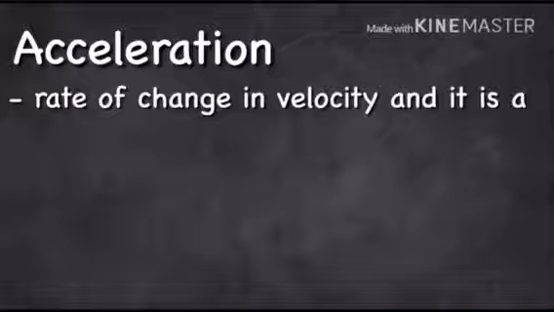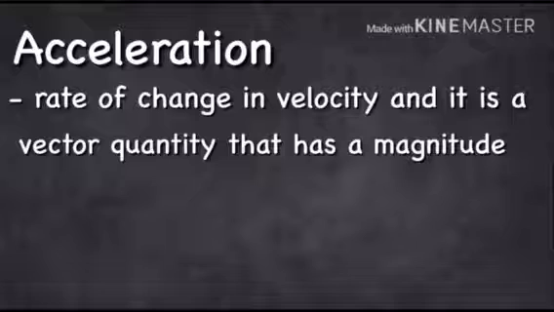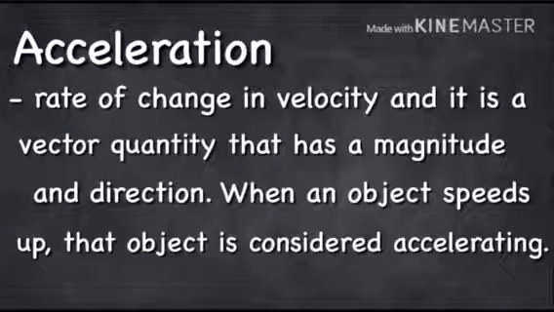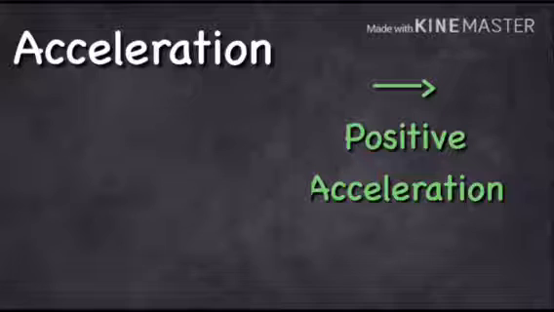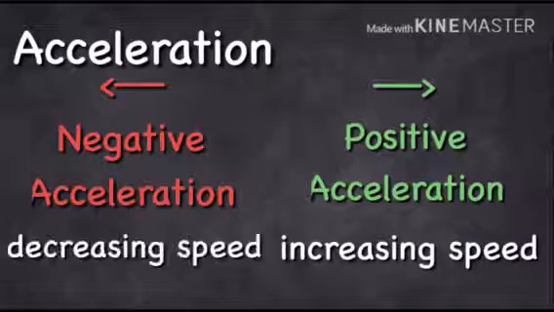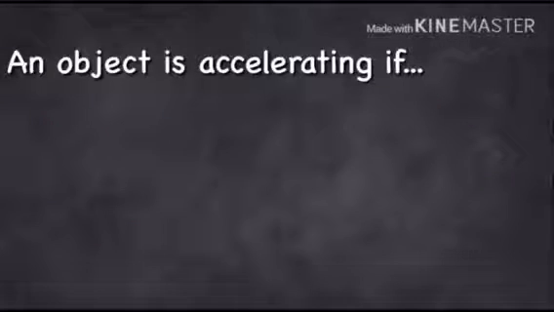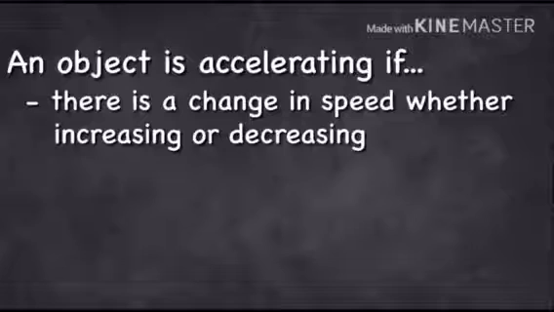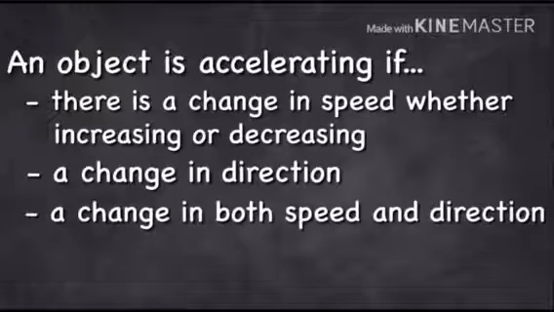Acceleration is the rate of change in velocity, and it is a vector quantity that has a magnitude and direction. When an object speeds up, there is a change in velocity and that object is considered accelerating. Positive acceleration signifies increasing speed, while negative acceleration means moving in the opposite direction. An object is accelerating if there is a change in speed, whether increasing or decreasing, a change in direction, or a change in both speed and direction.